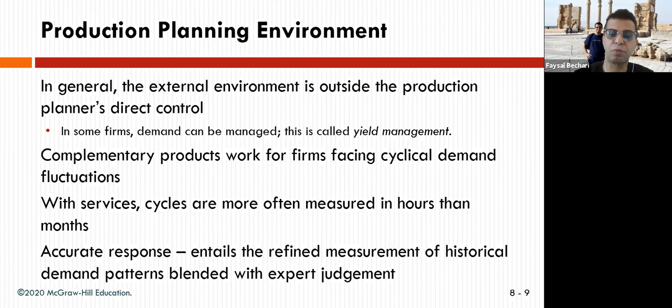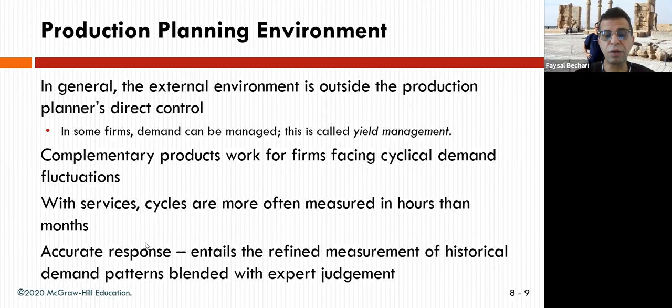Complementary products work for firms facing cyclical demand functions. And service cycles are more often measured in hours than months. So if you notice a peak at 12 o'clock until 2 and then it goes down, this is measured in hours when it comes to a service, because it's a perishable good.